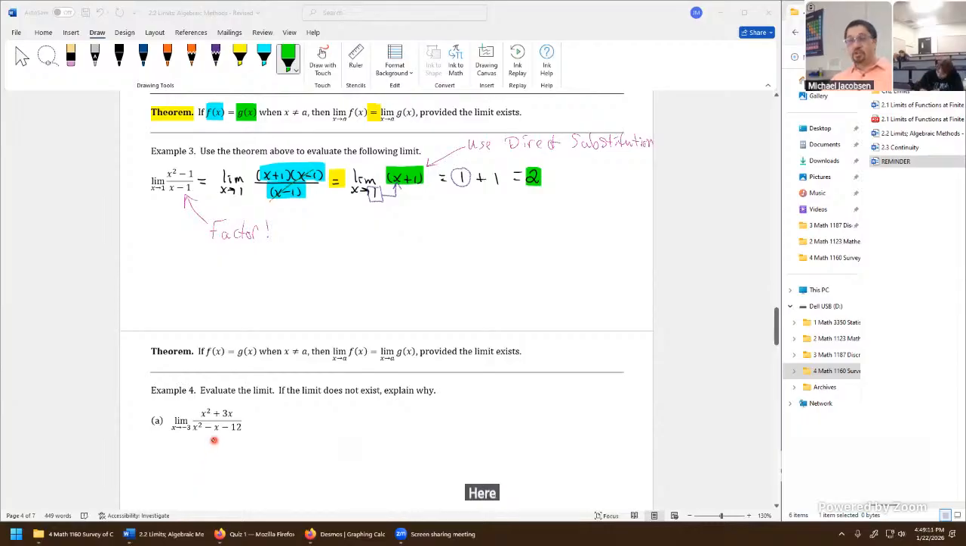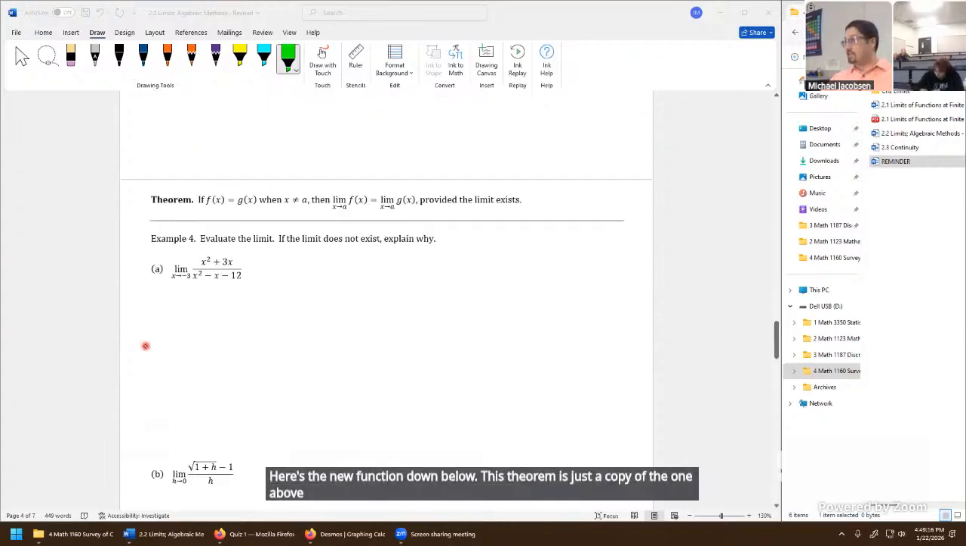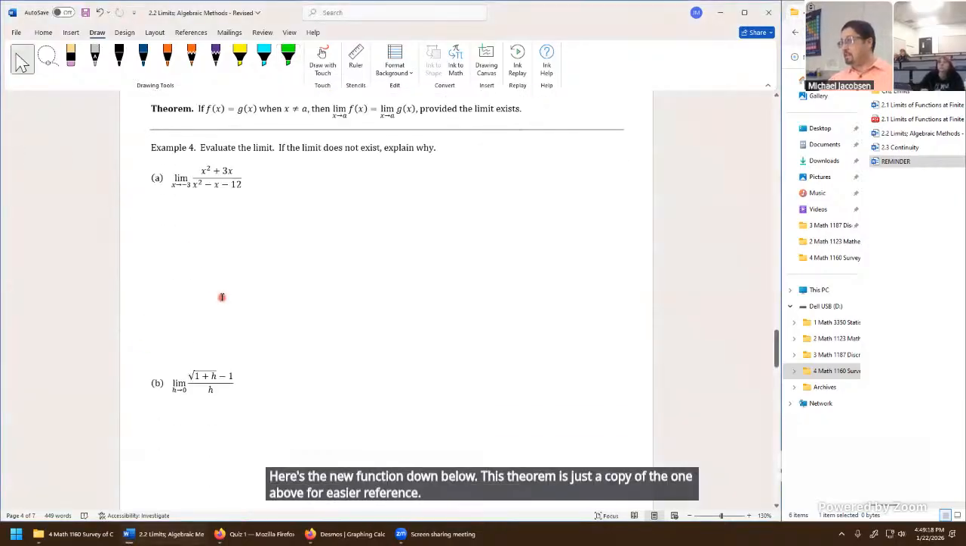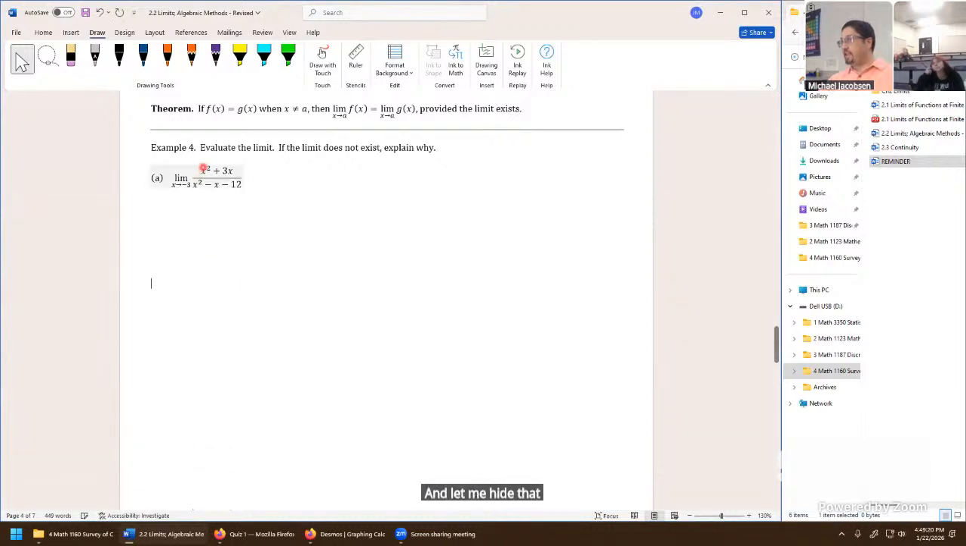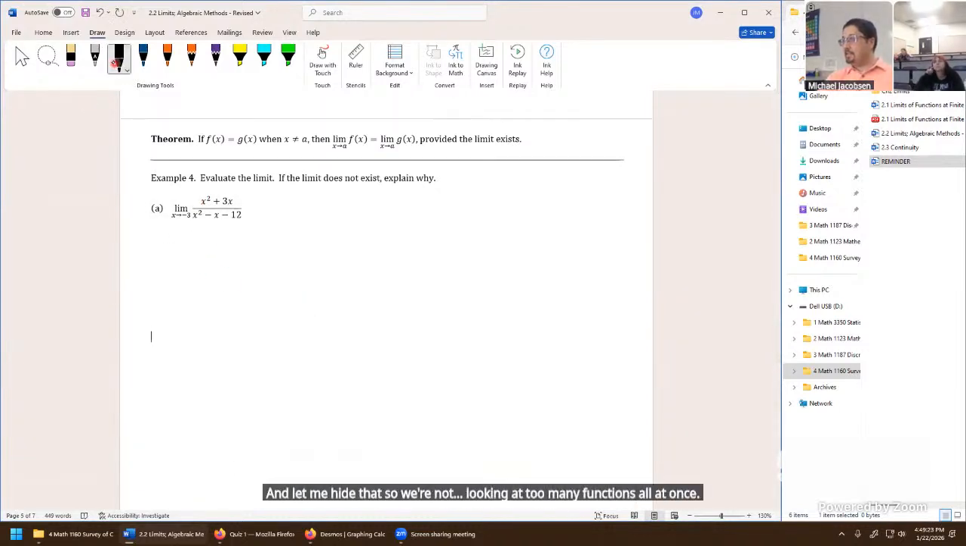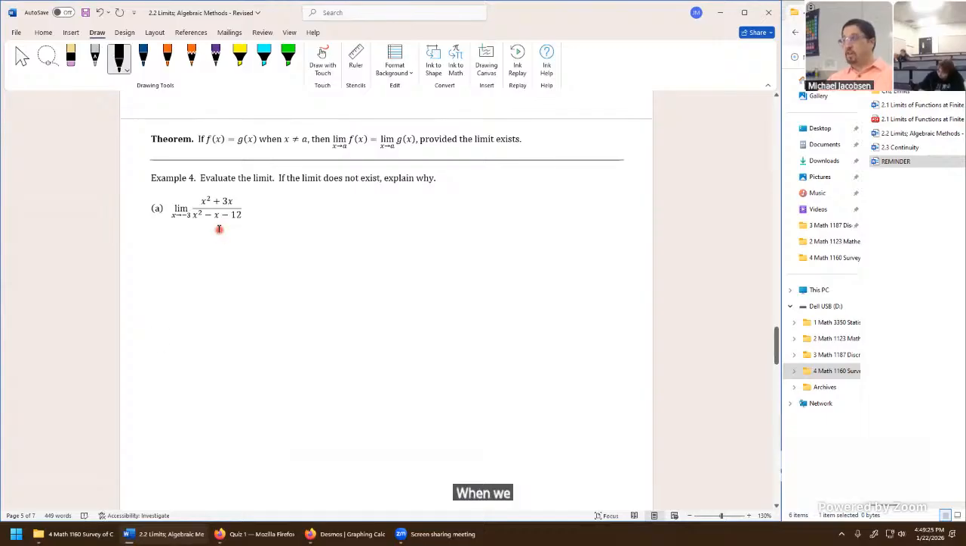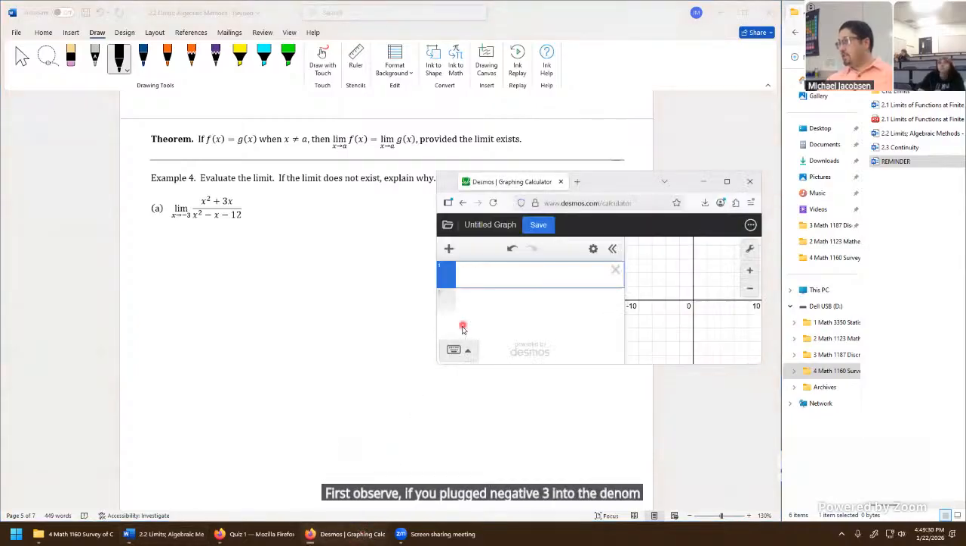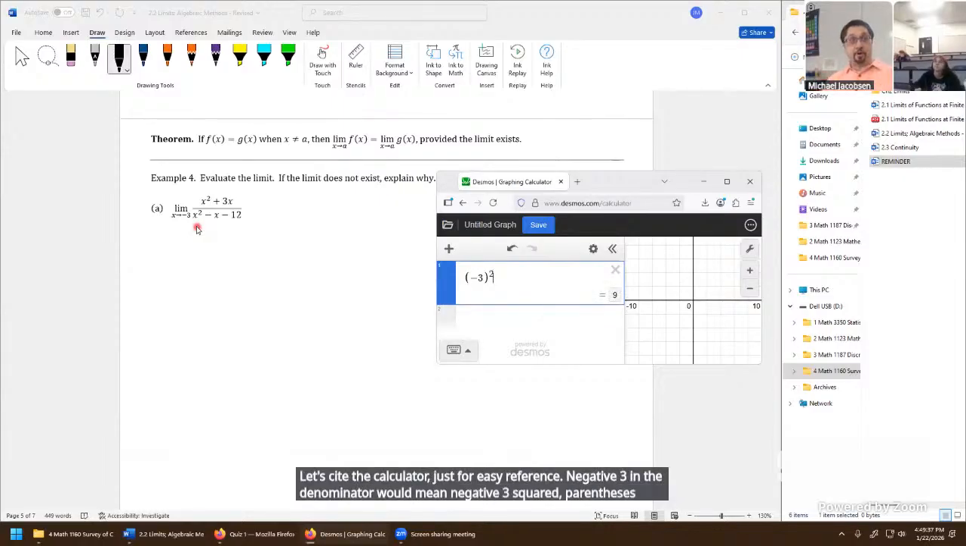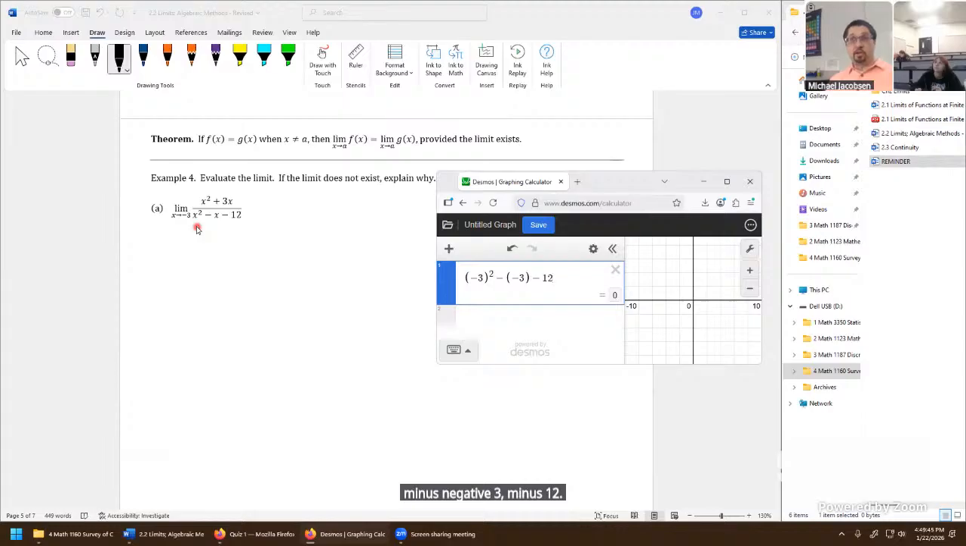Here's the new function down below. This theorem is just a copy of the one above for easier reference. And let me hide that so we're not looking at too many functions all at once. When we go to take the limit of this function, first observe if you plugged -3 into the denominator, let's cite the calculator just for easy reference. -3 in the denominator would mean -3 squared. Parentheses are required for calculator input like that to get the +9. Minus -3, minus 12. You get a 0 down below.